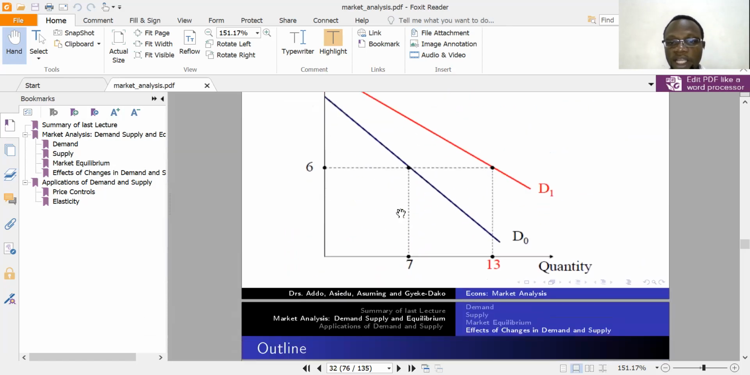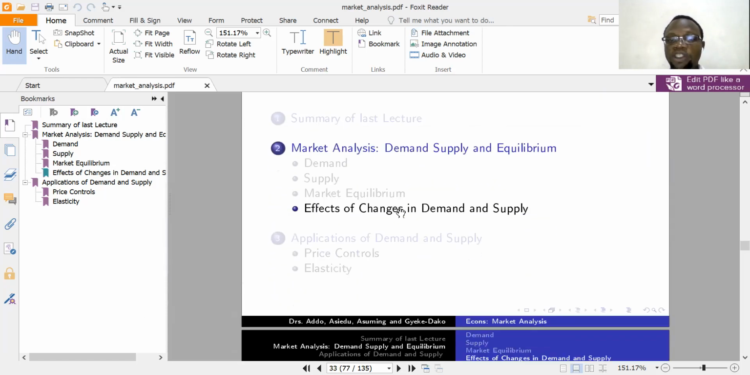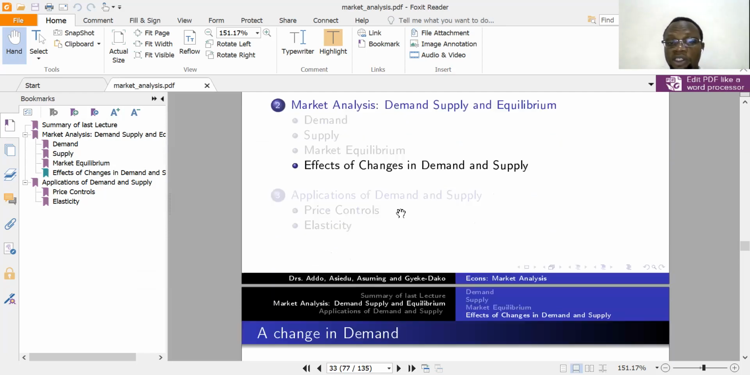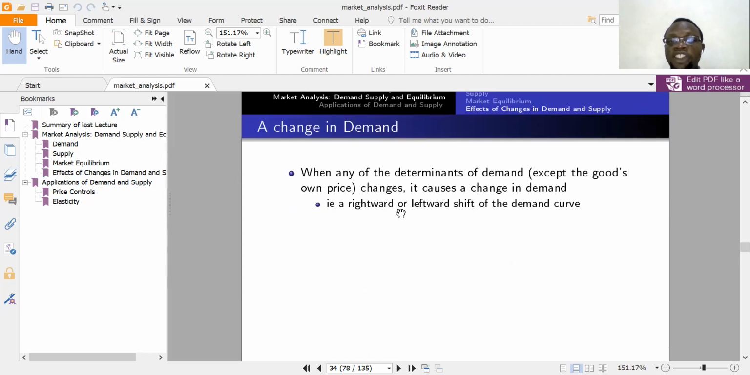Okay, so for today's class, I will go into the effect of changes in demand and supply. So what happens when there are changes in demand and supply? We analyzed a bit of that in the previous session, but I will take time to also go through that for this session. So a change in demand, and remember that we said a change in demand is triggered by changes in factors other than the good's own price, okay?